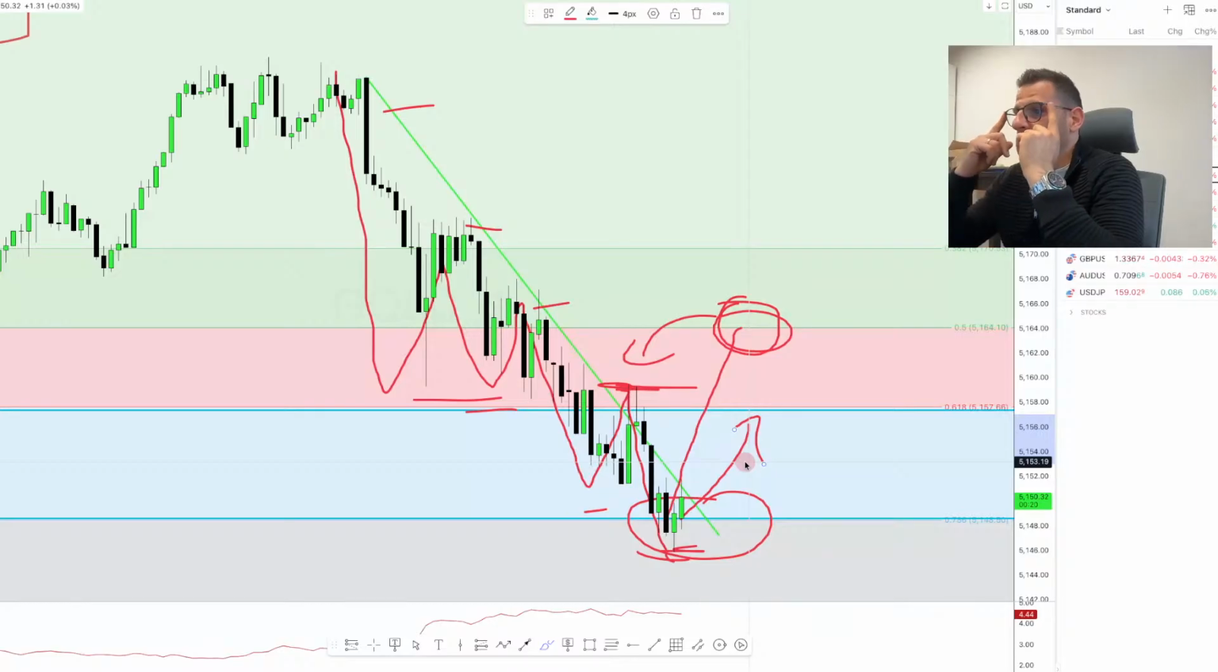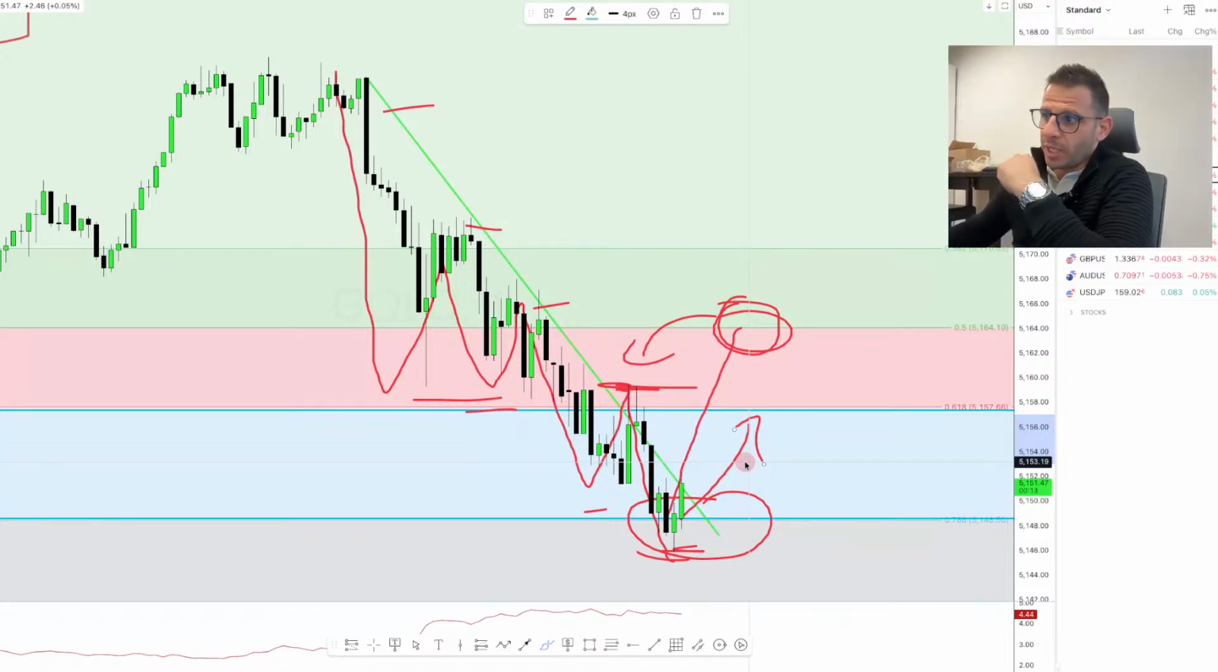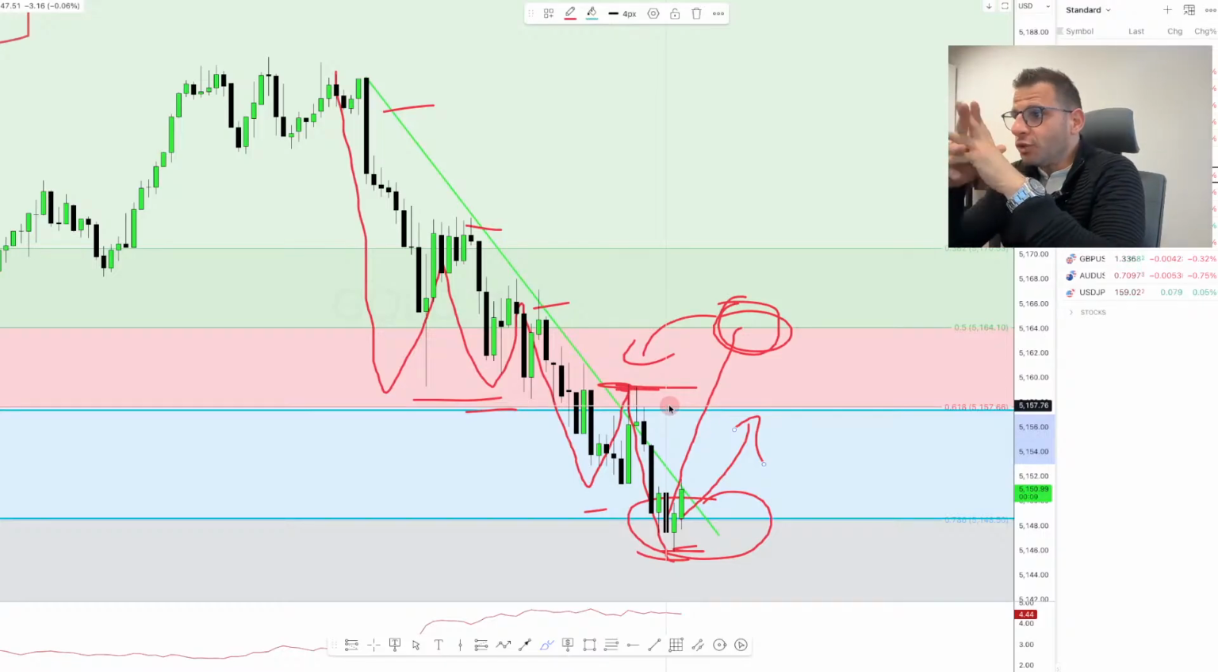This is why I prefer to see a clear break of the recent swing high, like the one I just pointed, this one here, to validate the beginning of the new uptrend.